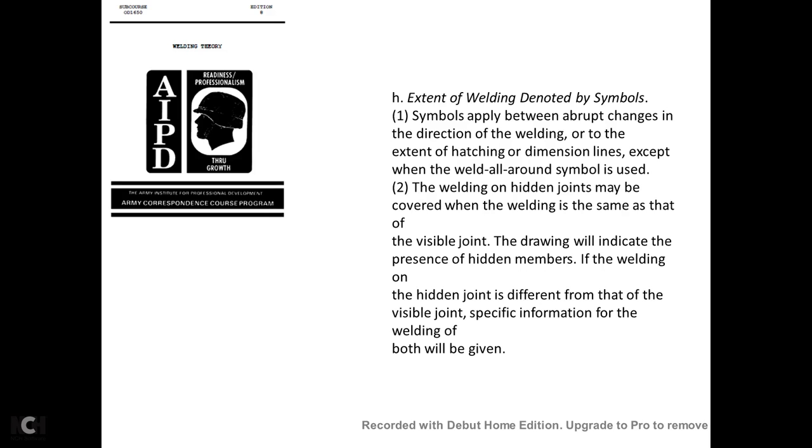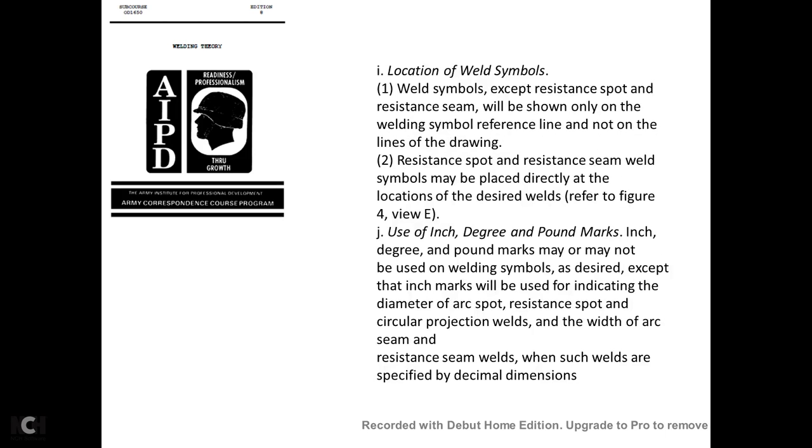Extent of the welding is shown by hatching and dimension lines, except for the weld-all-around symbol. Welding on hidden joints may be covered with the same weld as the visible joint. The drawing will indicate the presence of the hidden members, and if the welding on the hidden joint is different from that of the visible joint, specification information for both welds will be given. Location of the welding symbols: welding symbols, except for resistance spot and resistance seam, will be shown only on the welding symbol reference line, not on the lines of the drawing.